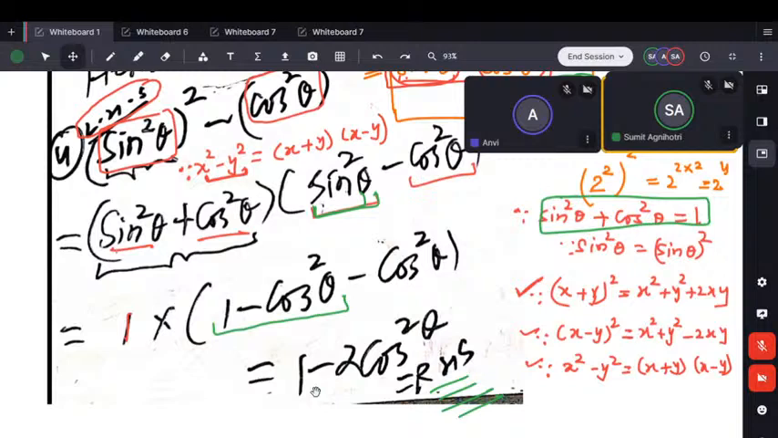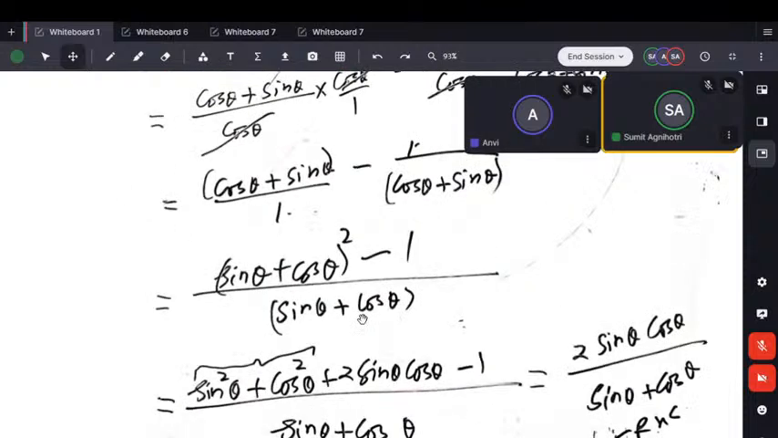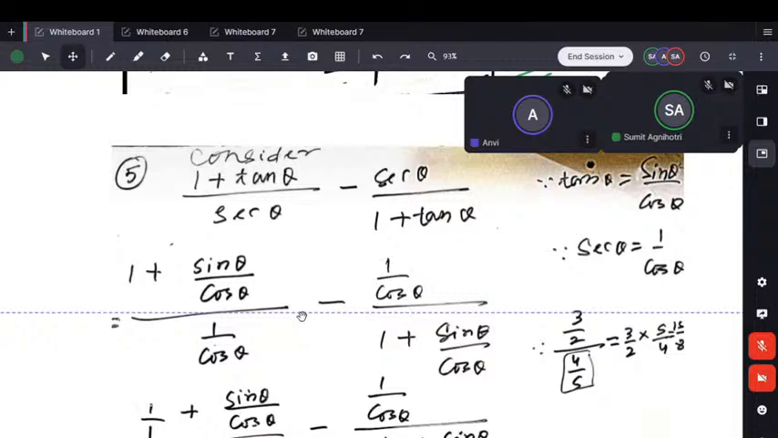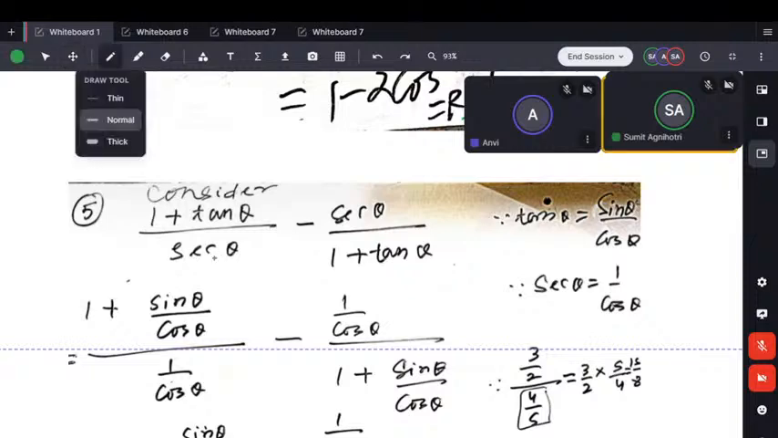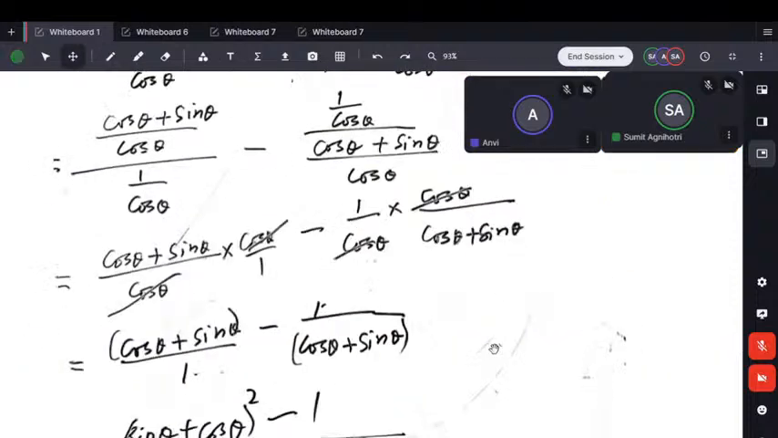It is your LHS given. I will just indicate everything, you don't worry. You are supposed to prove it equal to 2 sin theta cos theta over sin theta plus cos theta. This is your question. The question is 1 plus tan theta over sec theta minus sec theta over 1 plus tan theta equal to 2 sin theta cos theta over sin theta plus cos theta.